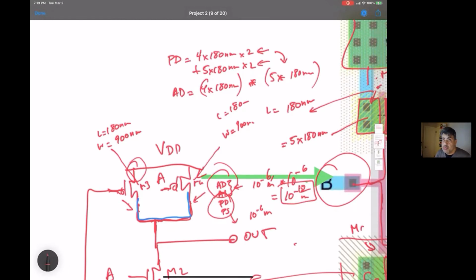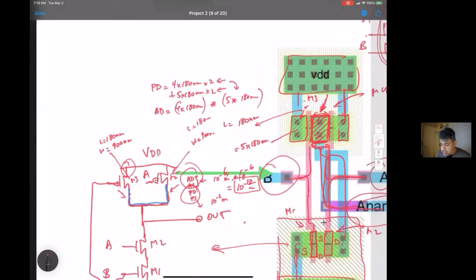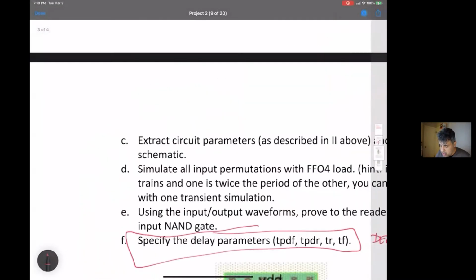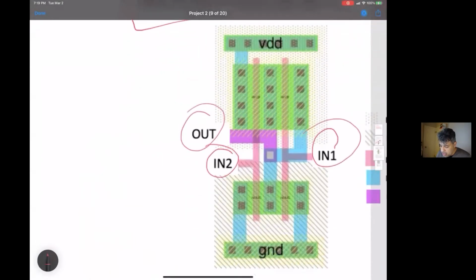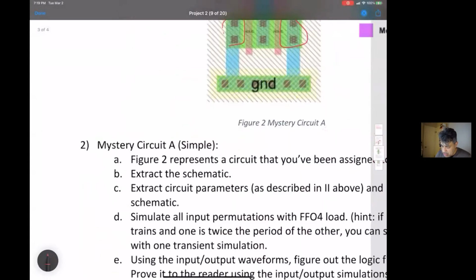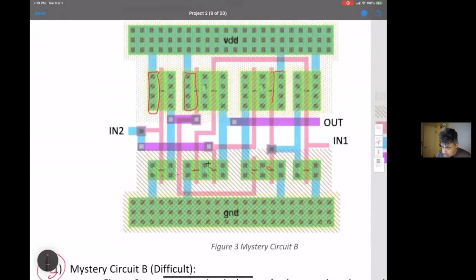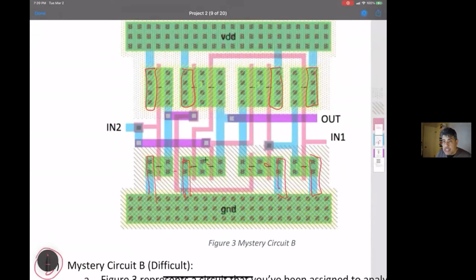So it's not going to affect your delay in any way at all. You don't need to worry about it. You only need to worry about these parasitics that are not connected to these supplies. So here you don't need to worry about this. Here you don't need to worry about this, just because those are all at DC voltage, they're not going to change. Okay. Any questions?